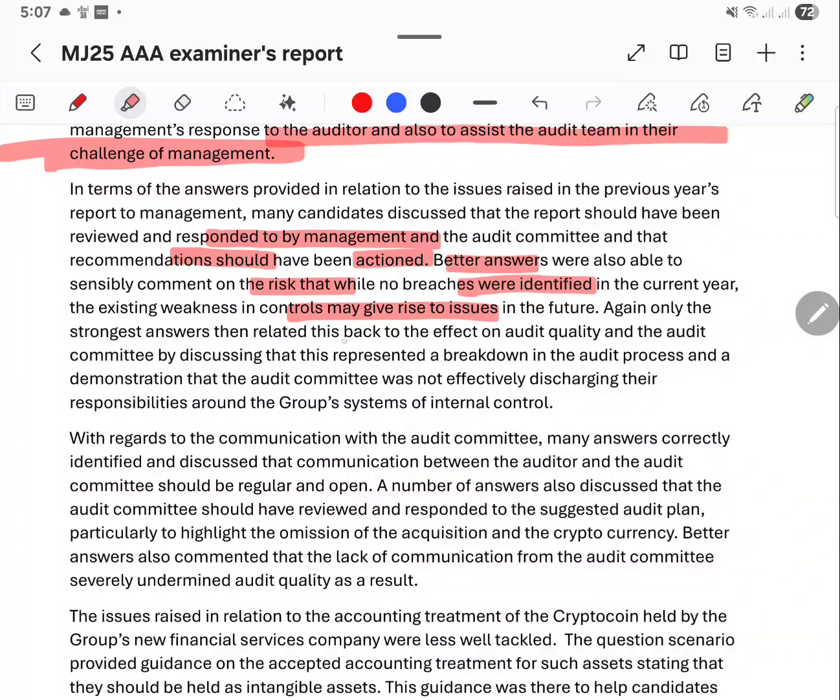Again, only the strongest answers then related this back to the effect on audit quality and the audit committee, by discussing that this represented a breakdown in the audit process and a demonstration that the audit committee was not effectively discharging their responsibilities around the group's system of internal control.